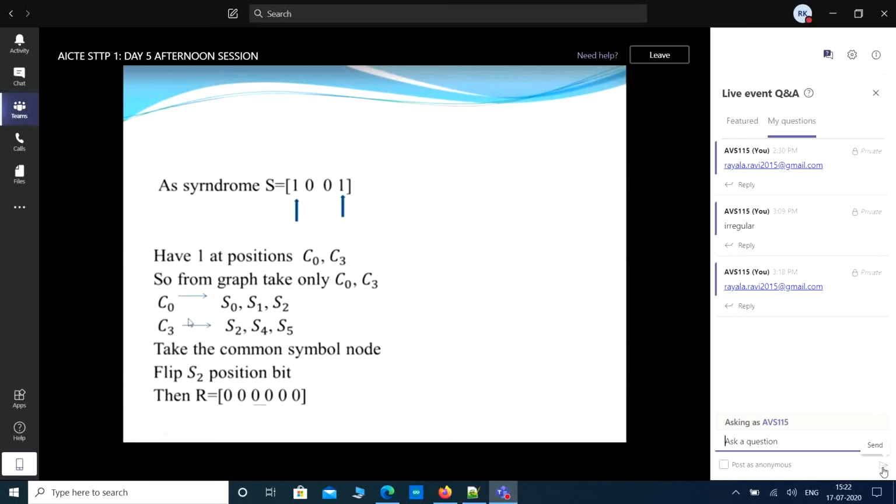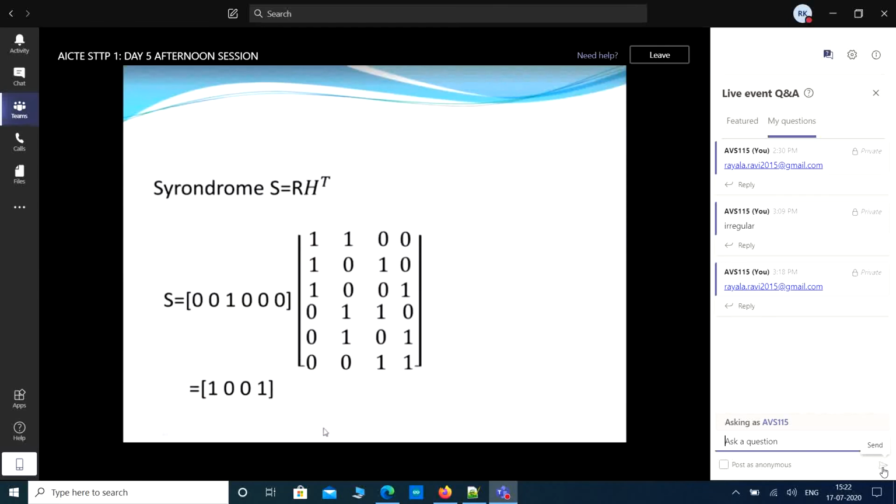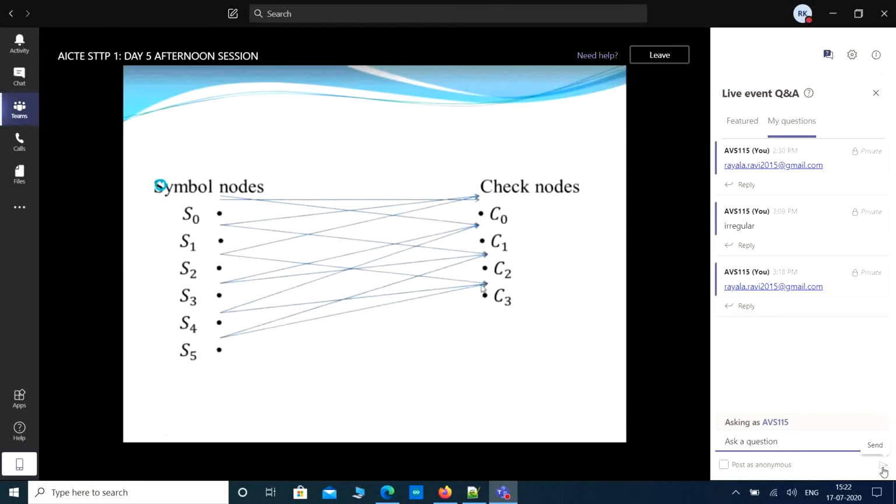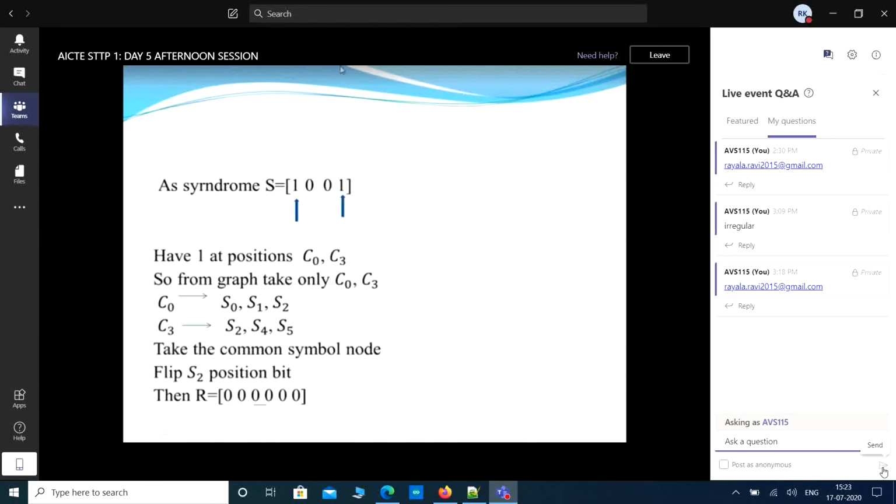Similarly, check node C3 receives 3 information symbols, S2, S4 and S5. C3 is connected to symbol node S2, symbol node S4 and symbol node S5. It is 2-directional. Both directions are the connections.